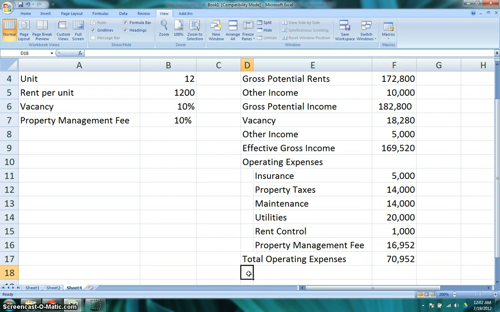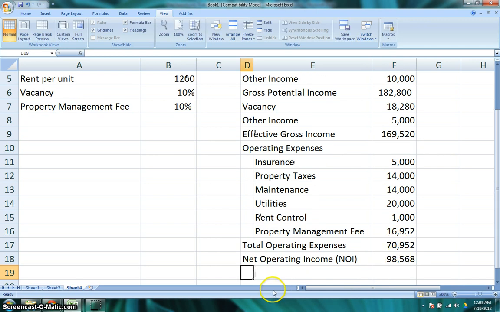Now that we know what our effective gross income is and our total operating expenses, we can calculate the net operating income, or NOI. And that is calculated by taking the effective gross income and subtracting our total operating expenses. So in this case, we have it as $98,568.